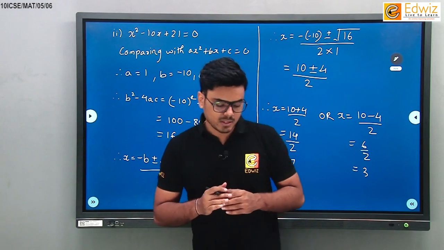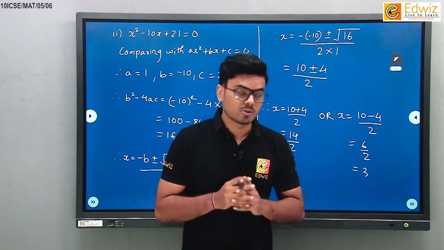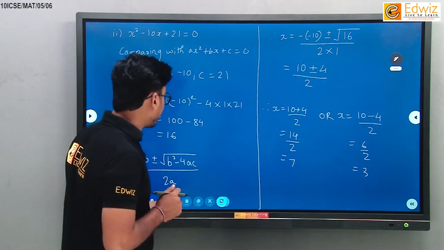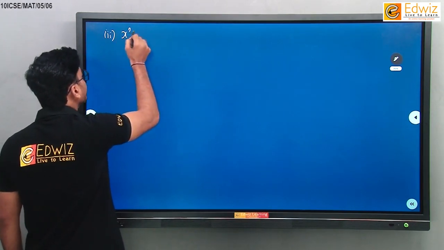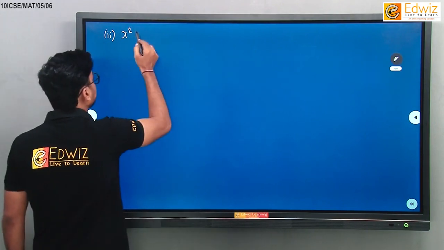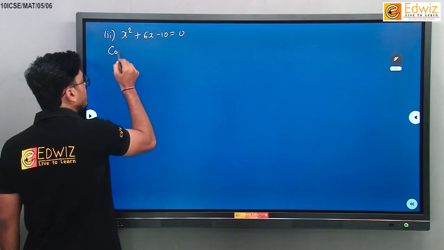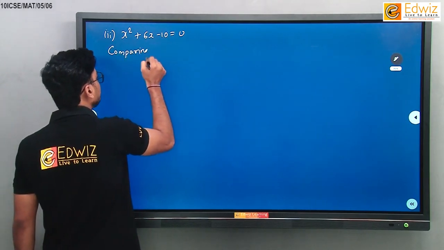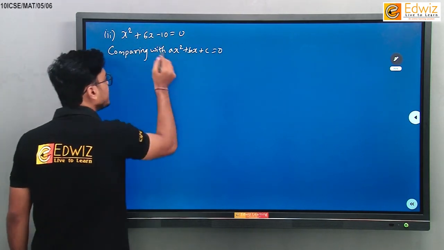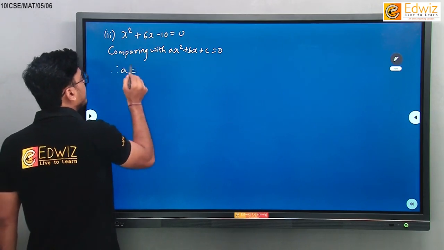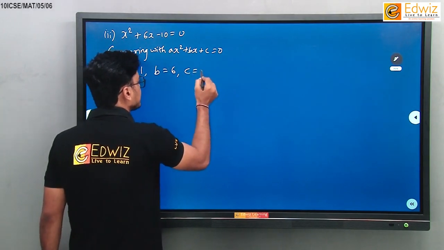Alright, now let us go to the next equation, the third one, x square plus 6x minus 10 equal to 0. So once again, these are all simple equations, and we can solve them just like the previous equations. Again, it is in its standard form, so comparing with the standard form, ax square plus bx plus c equal to 0, you can see a is again 1, b is 6, c is minus 10.